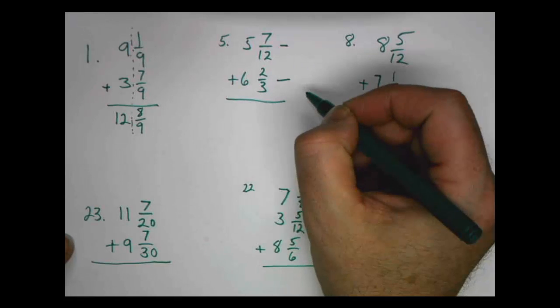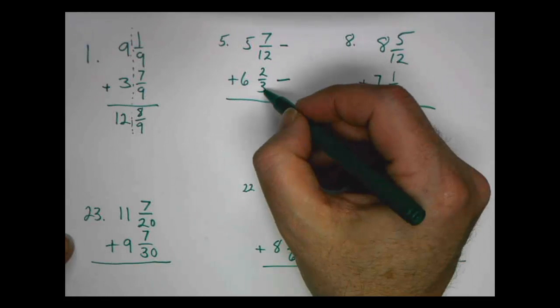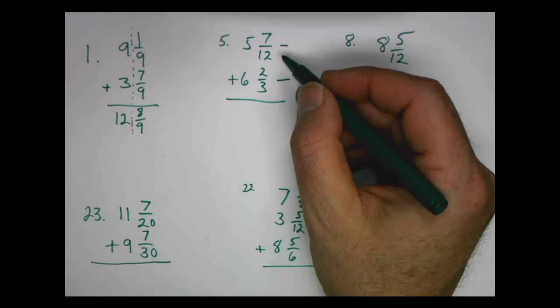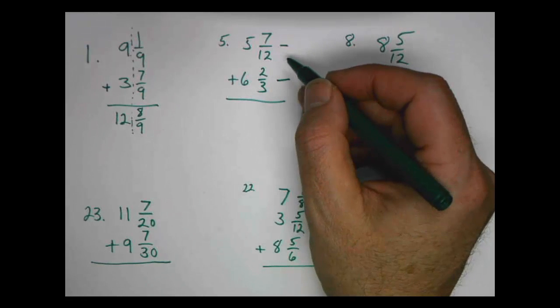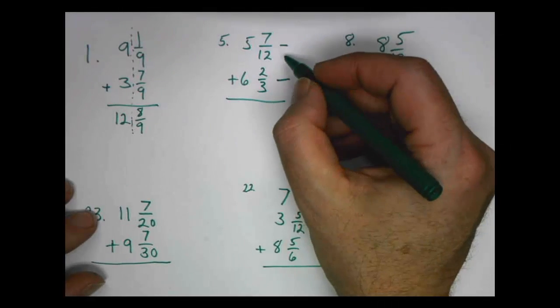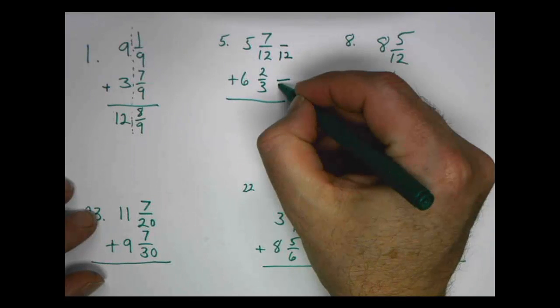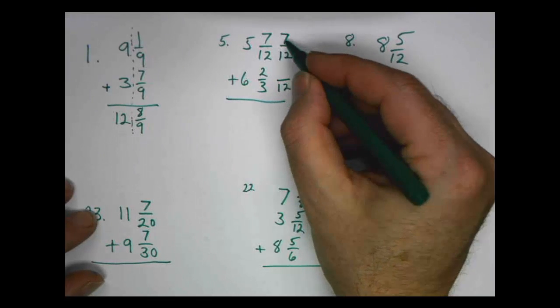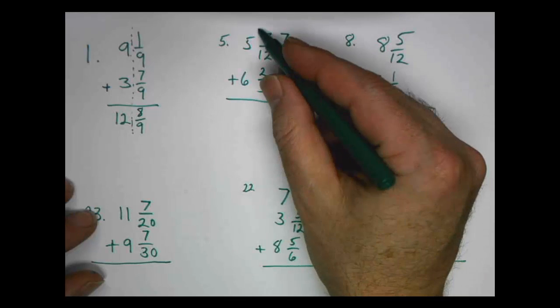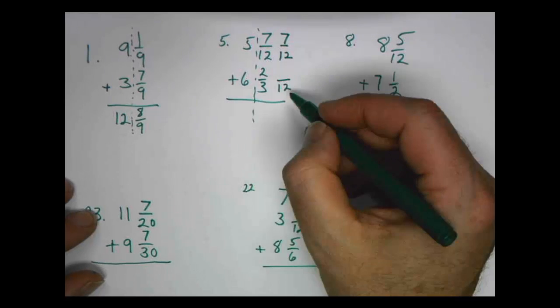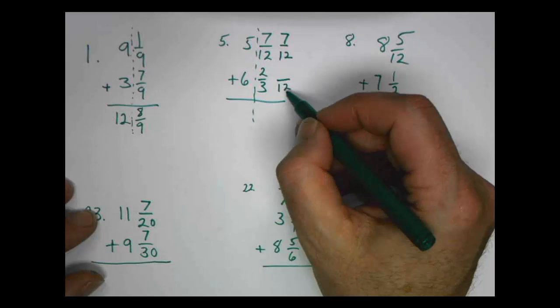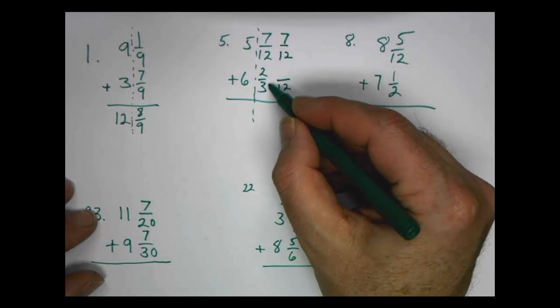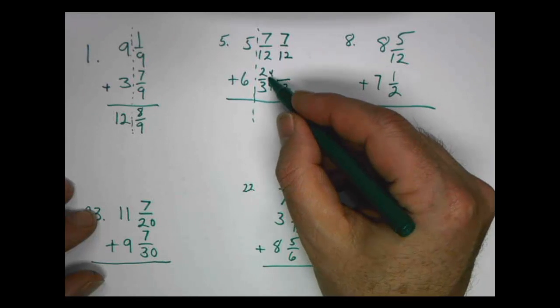Problem number 5, they start to throw you a little bit of a curve where you have to get common denominators first. So if we count by 3s and count by 12s, what is the first number we get to, or the least common multiple? It's going to be 12. This is already 12, so it just scoots over. Again, we're going to divide the fractions and the whole numbers here. So what do we have to do to 3 to get 12? Well, we need to multiply by 4. Do it to the bottom, do it to the top.